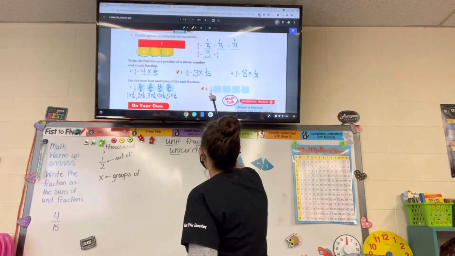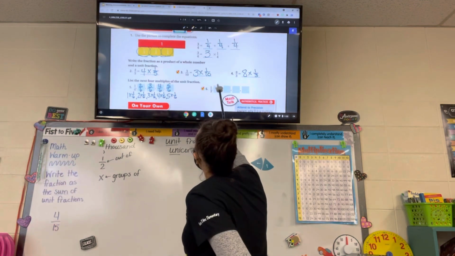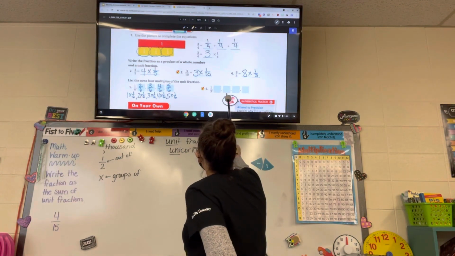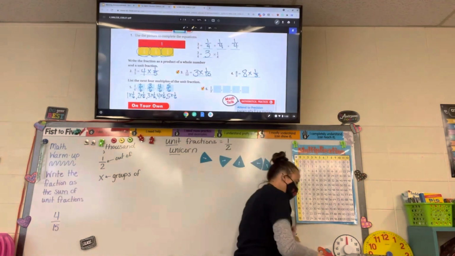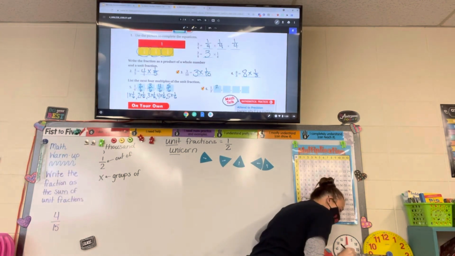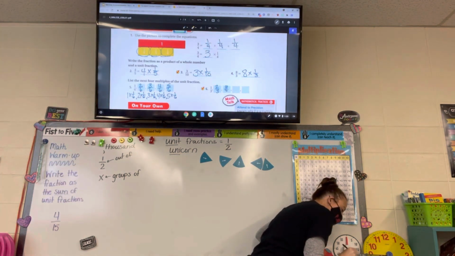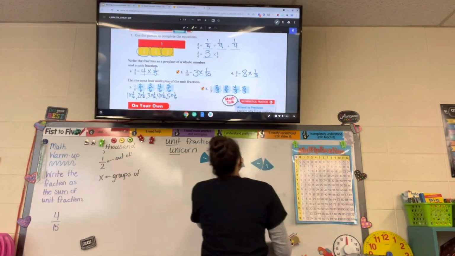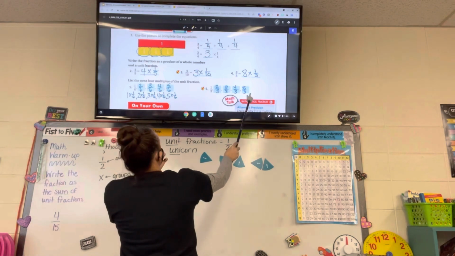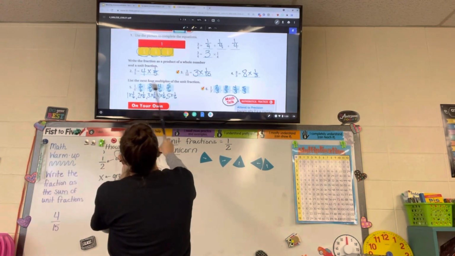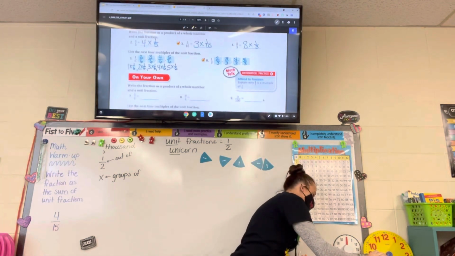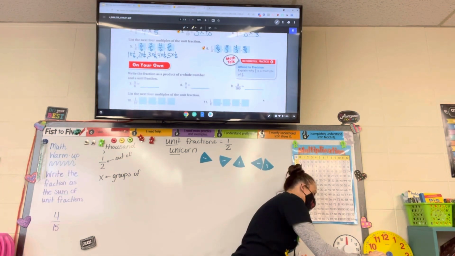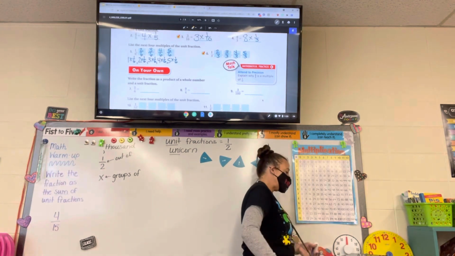Okay, what is the first multiple of 1/3? 1/3. What's the second? 2/3. 3/3. 4/3. 5/3. Very good. Okay, 1/3, 2/3, 3/3, 4/3, 5/3. So notice your numerators go up by 1, denominators stay the same. I need for you guys to now do 7 through 11 and raise your hand when you're finished.